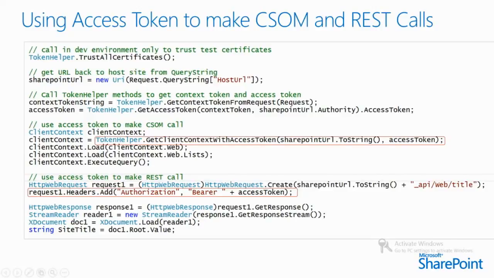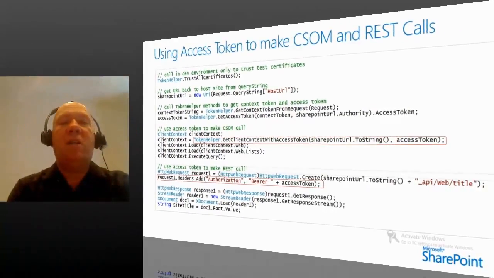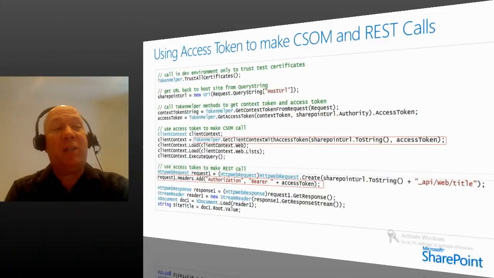Right, and I'm going to use that a little bit later on when I get my client context. But I have TokenHelper.GetContextTokenFromRequest. One of the things about the way Microsoft has named their methods is that it's pretty obvious that that particular method is going to get the context token from the request. I love it when it's that simple.